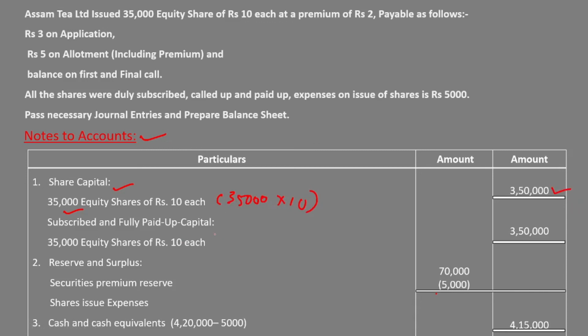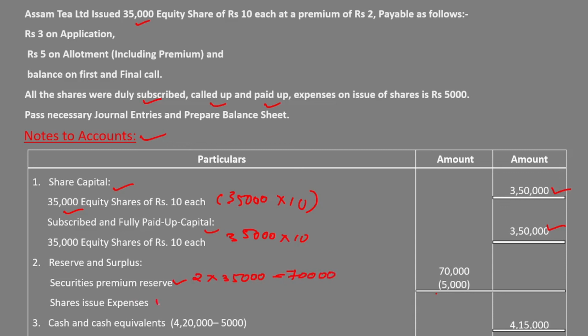Now all the shares were duly subscribed, called up and paid up. It means whatever amount the company issued to the public for subscription, they have received all of it. Therefore the amount received will be 35,000 into 10, which is equal to 3,50,000. And what is the securities premium reserve amount that they have received? They have received 2 into 35,000, which is equal to 70,000.